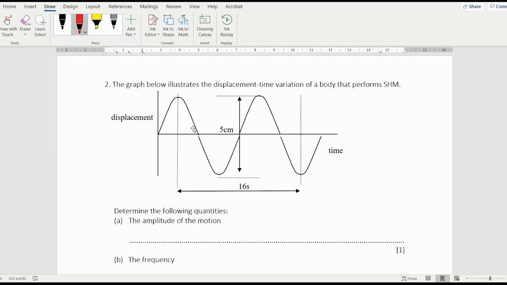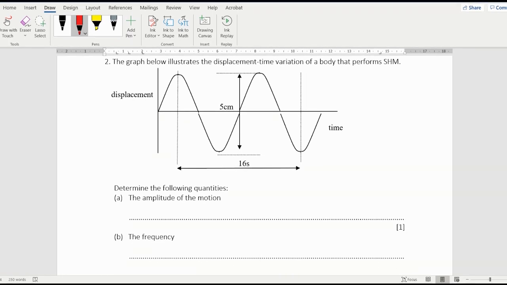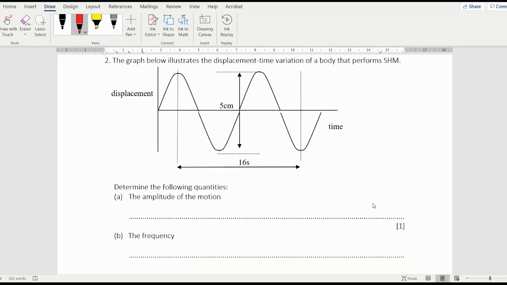So this is question 2. The graph below illustrates the displacement-time of a body that performs SHM. Determine the following quantities. So from this actual graph, determine the values of these quantities. So the amplitude of the motion. The amplitude is the maximum displacement from the equilibrium point.